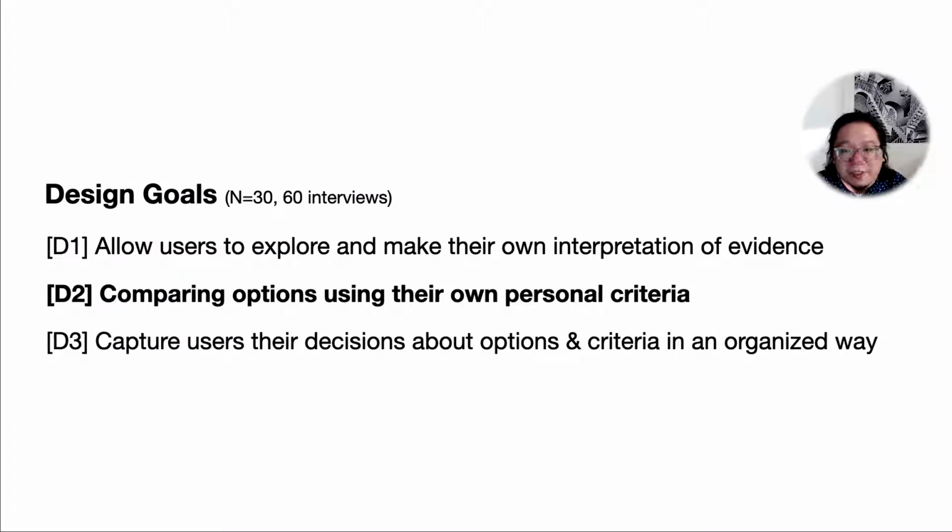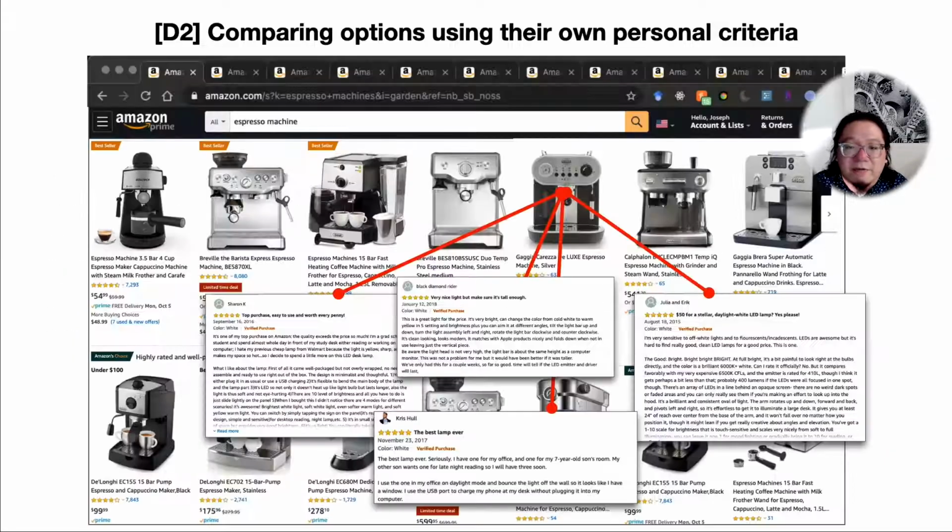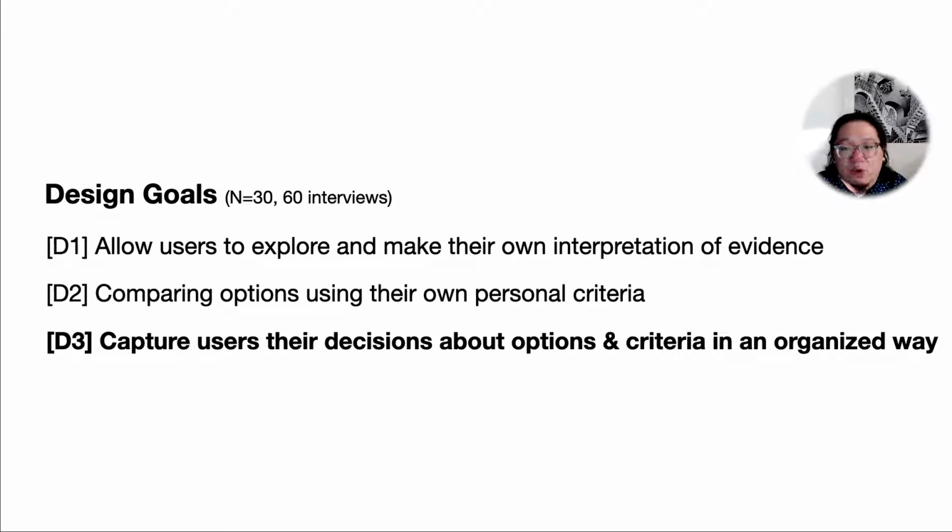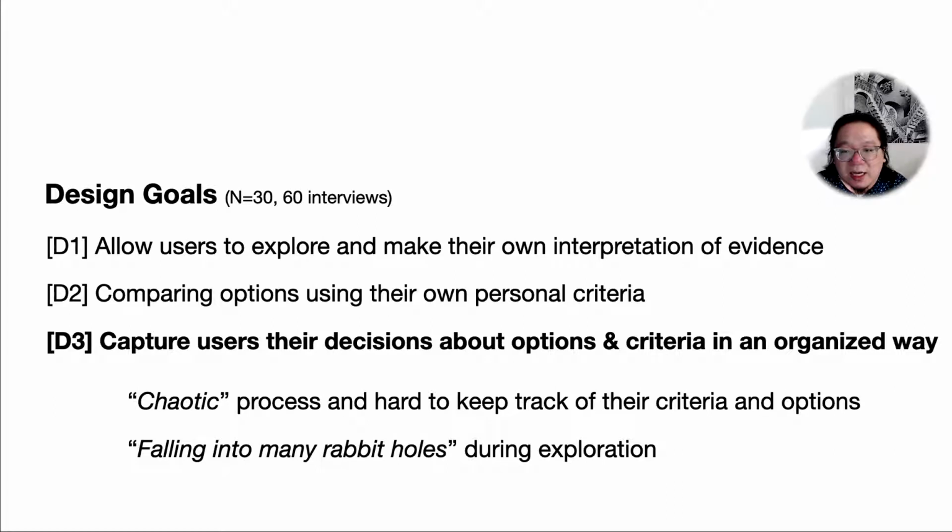Secondly, participants said that comparing options using these criteria can be very costly because information is often scattered on different web pages. And finally, participants wanted to take a more organized approach to their online research, describing their process as chaotic and often falling into many rabbit holes.